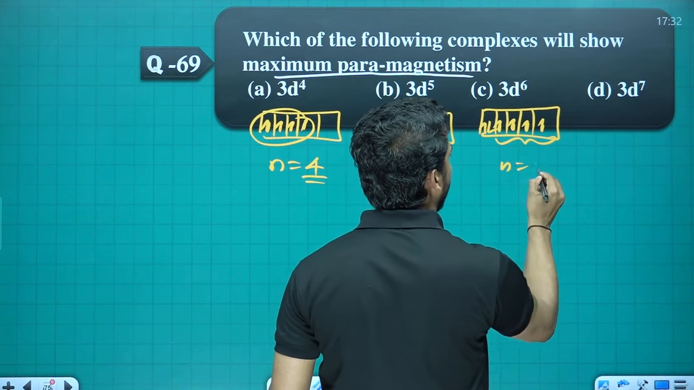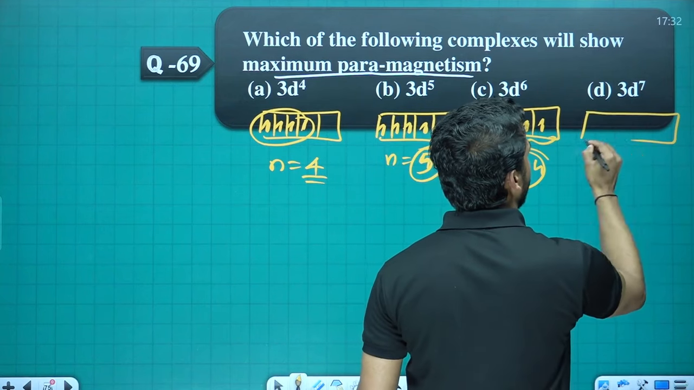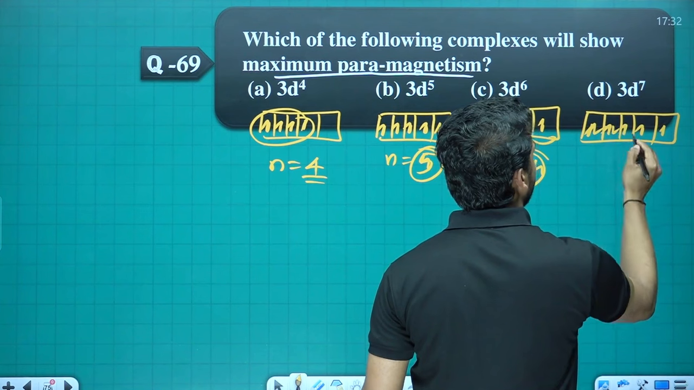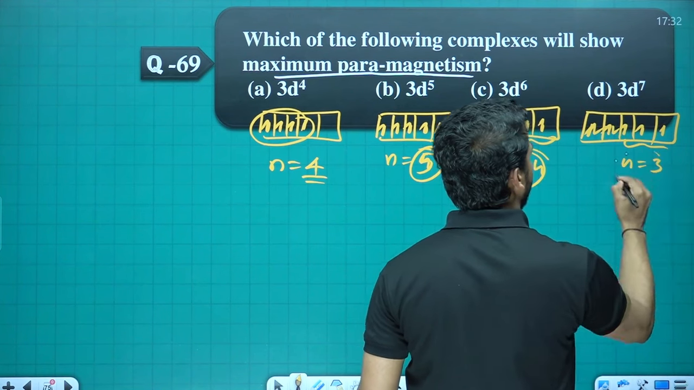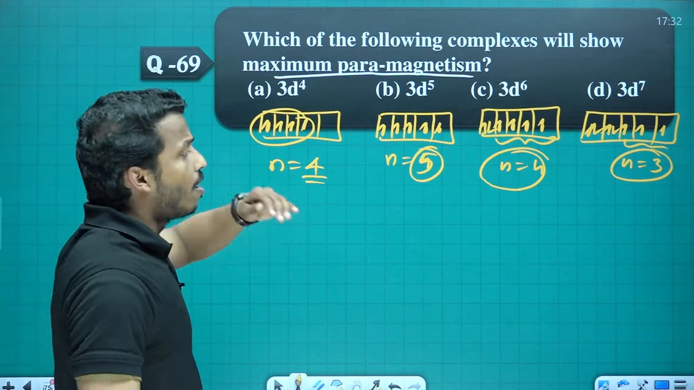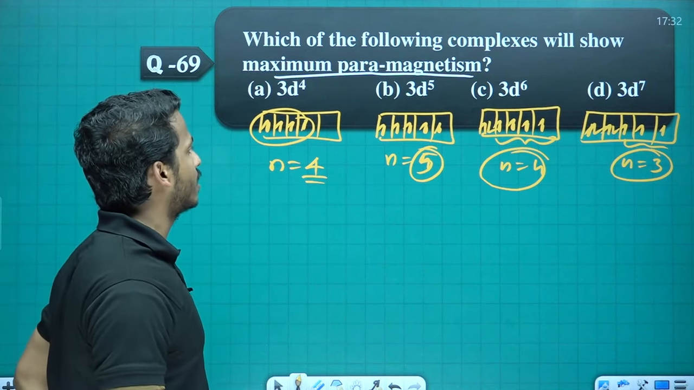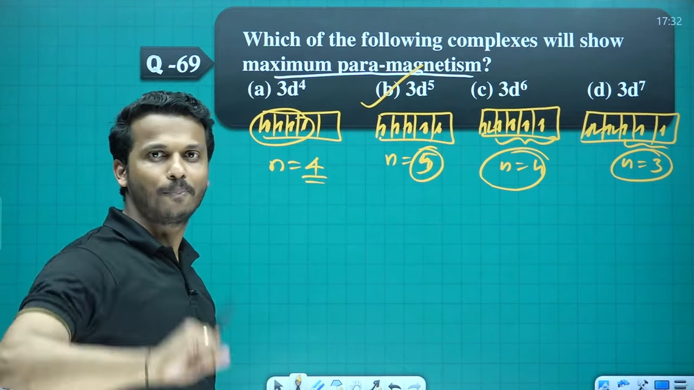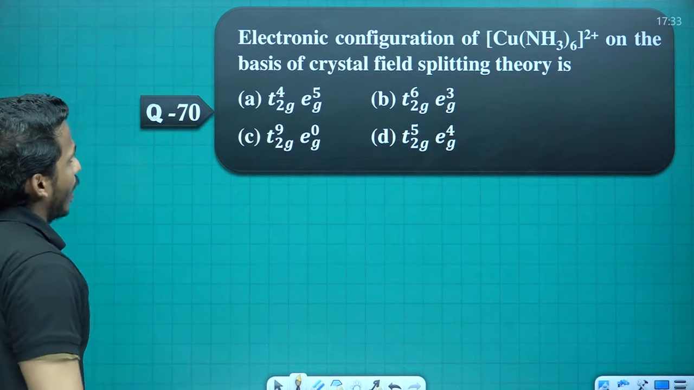Only 4 unpaired electrons. What about d7, my dear? D7 means 1, 2, 3, 4, 5, 6, 7, so there will be only 3 unpaired electrons. So which of the following complexes will show maximum paramagnetism, meaning the one which contains more unpaired electrons? That is d5, 5 unpaired electrons are there. Hope you can follow me.